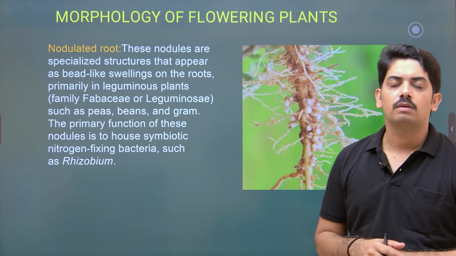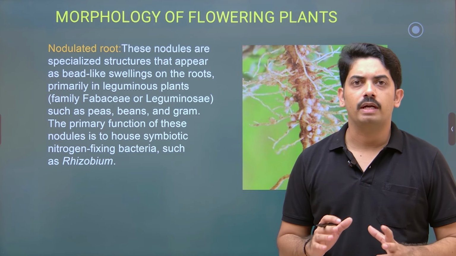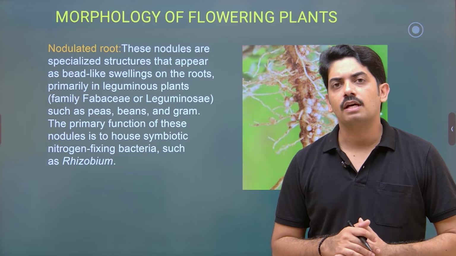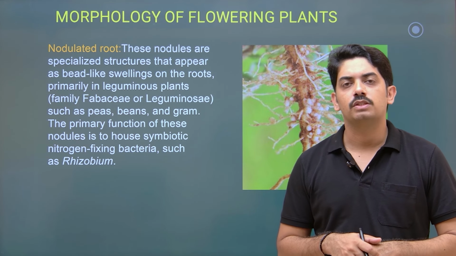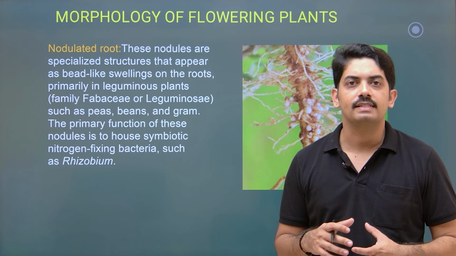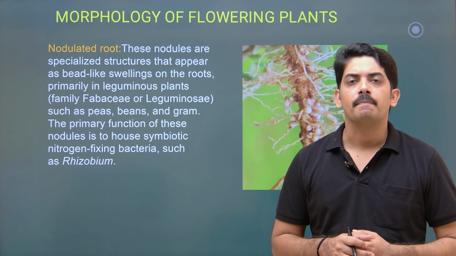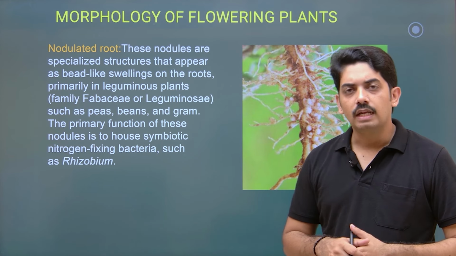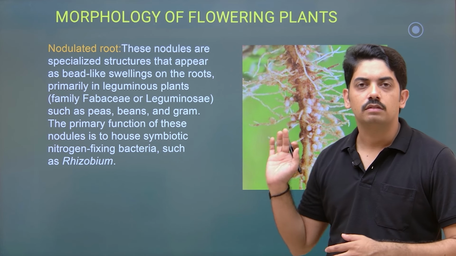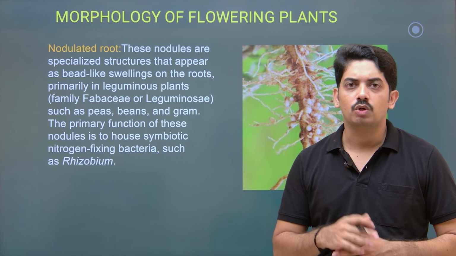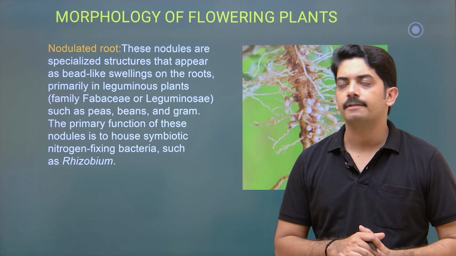Nodulated root is one more very important modification. Now scientists are trying to introduce this particular character in all the plants so that they will have the ability to fix their own nitrogen deficiency. It is very commonly observed in the Leguminaceae family. This is actually observed in Mimosa pudica, commonly called the touch-me-not plant.